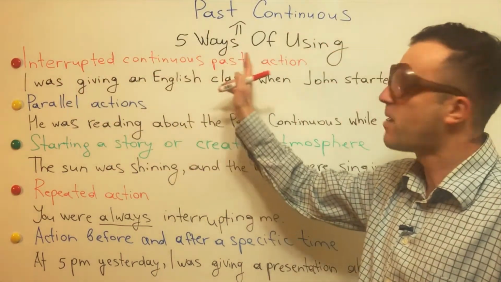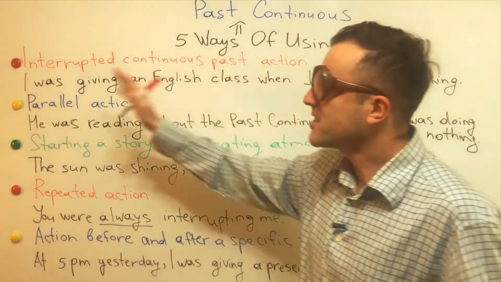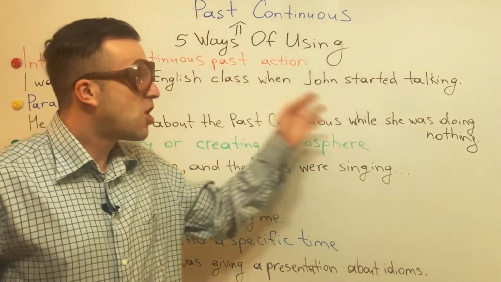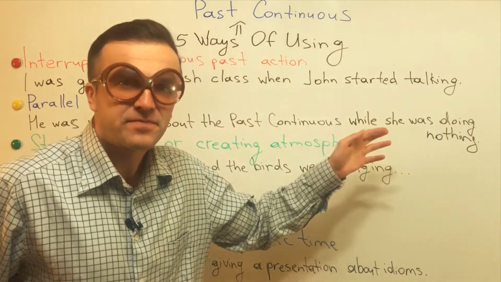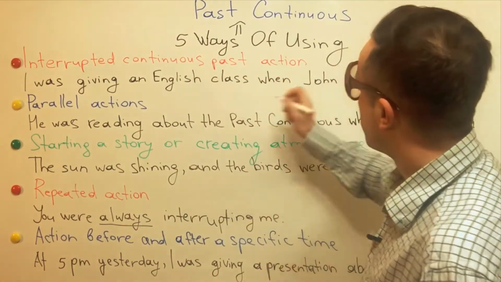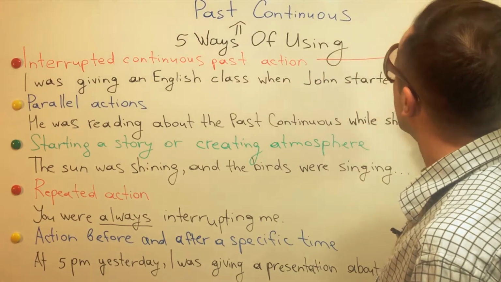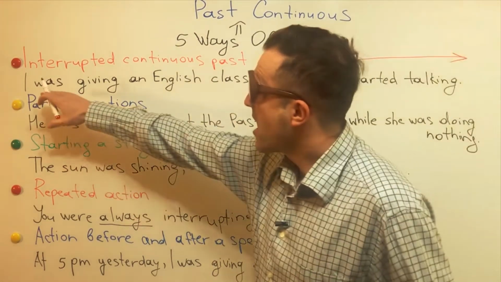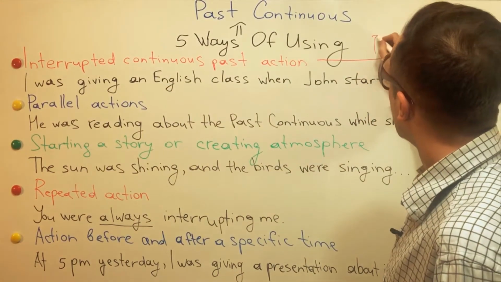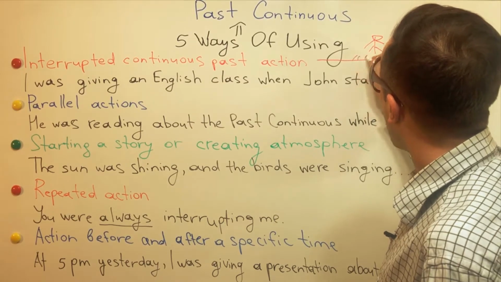Interrupted continuous past action. For example, I was giving an English class when John started talking. So let's imagine, let's draw the graph, the line, yes? And I was giving an English class. So here is I, so it's I was giving an English class.